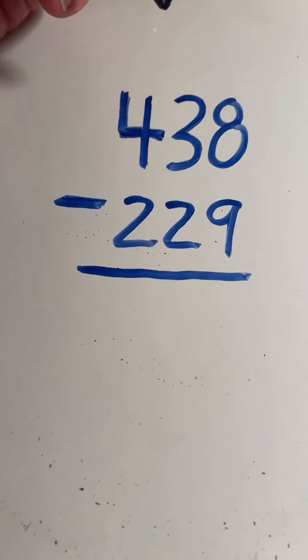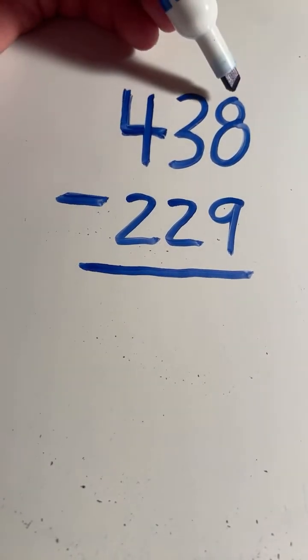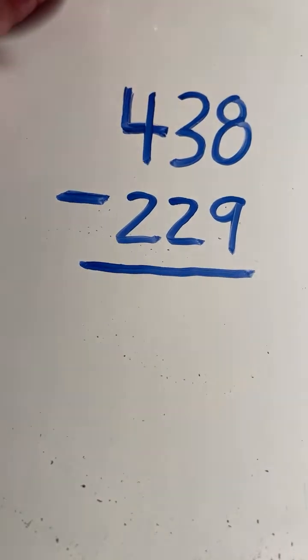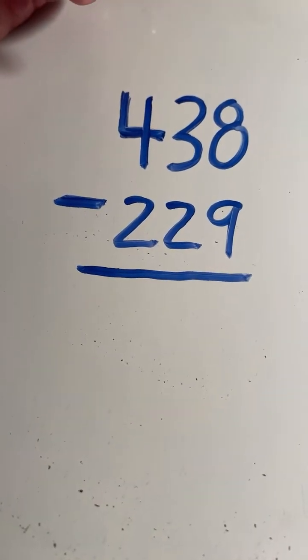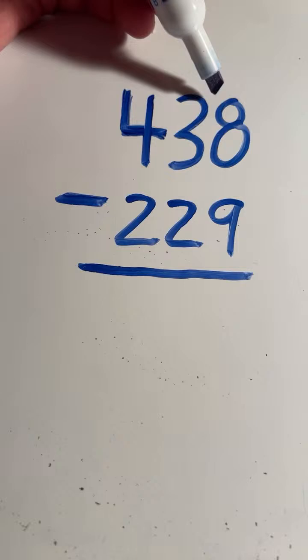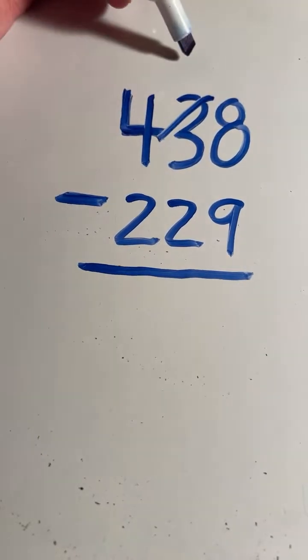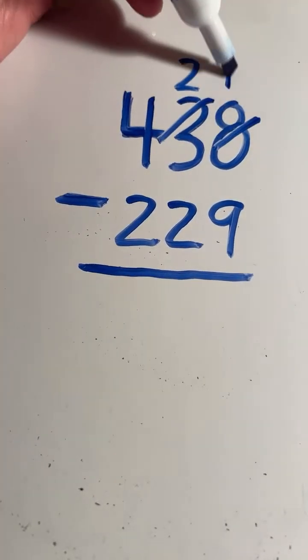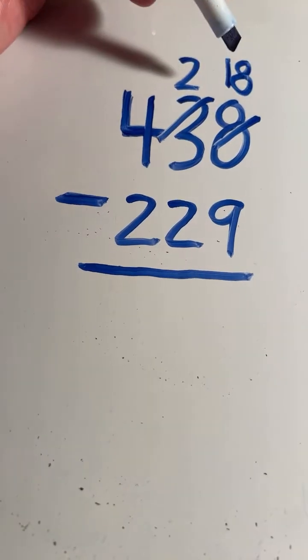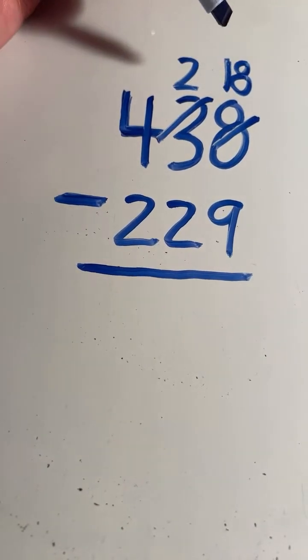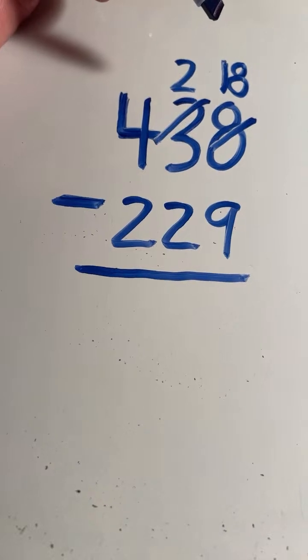So looking at this problem, we will need to regroup in the ones place. You can't start out with 8 and take away 9. We always regroup when the bottom digit's bigger. So we're going to take a 10 from the tens place. The 3 is going to become a 2. And then the 8 is going to become an 18. Back in the 90s, we used to call this borrowing, but it's not really borrowing because we never give it back.